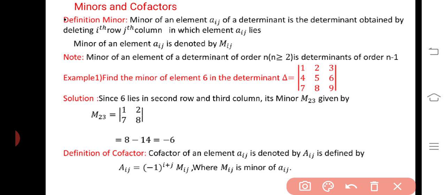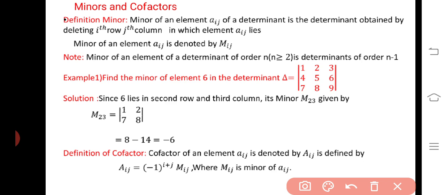Find the minor of the element 6 in the determinant 1, 2, 3, 4, 5, 6, 7, 8, 9. First you have to see in which row and column 6 lies. 6 lies in the second row, third column. That is nothing but minor M23. Then you have to delete the second row and third column. What will we get? Minor of 2, 3 is equal to the remaining 4 elements 1, 2, 7, 8, and simplify this: 8 minus 14 gives minus 6. Do you understand this example?